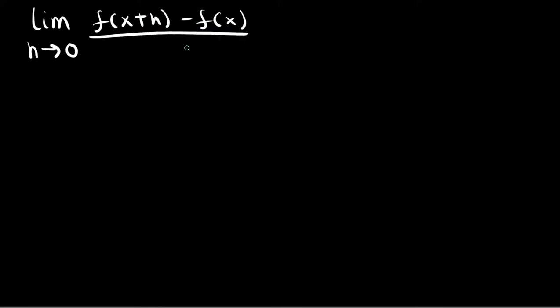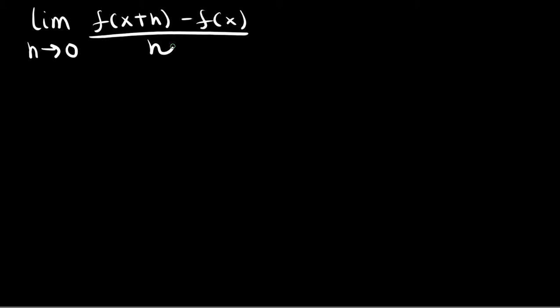So there's a formula for the difference quotient, and that is limit as h approaches 0, f of x plus h minus f of x all over h. Alright? So this is the basic formula for the difference quotient.